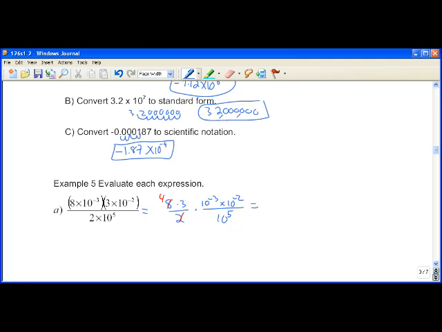So 8 divided by 2 is 4. 4 times 3 is 12 times 10 to the negative 3 minus 2, so negative 3 plus negative 2 minus 5. 12 times 10 to the negative 10. That's not in scientific notation, though, because the 12 is bigger than 10. So think of that as 1.2 times 10 to the 1. That's our 12. Times 10 to the negative 10. That's just 10 to the negative 10. So it's 1.2 times 10 to the negative 9.